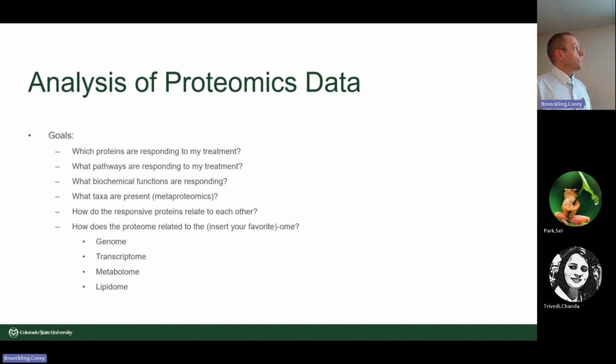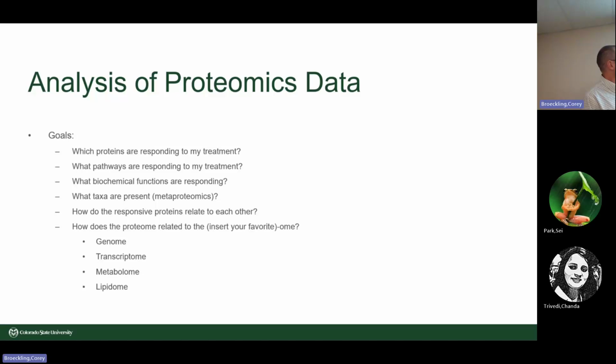So when we're going to the analysis of proteomics or metaproteomics data, the questions that we might be thinking about are which proteins are responding to my treatment. That is, which proteins are higher in my disease versus control, in my healthy soil versus my burned soil. What pathways? So Tim mentioned mapping to KEGG. What biochemical functions? We can be thinking about things like GO terms, gene ontology terms. Which taxa are present in a metaproteomics experiment? How do these responsive proteins relate to each other? Again, thinking about pathways or biochemical interactions.